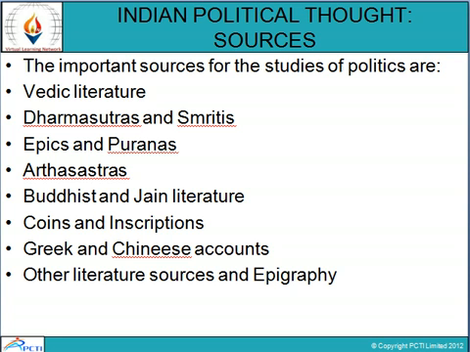The important sources for the study of politics are Vedic literature, Dharma Sutras and Smritis, epics and Puranas, Arthashastras, Buddhist and Jain literature, coins and inscriptions, Greek and Chinese accounts, other literary sources and epigraphy. These are some of the sources by which we can study Indian political thought, and they are really useful to study and to analyze different concepts of political thought.